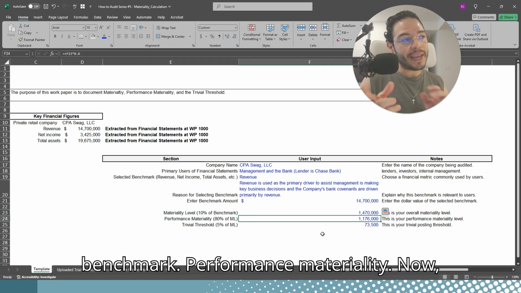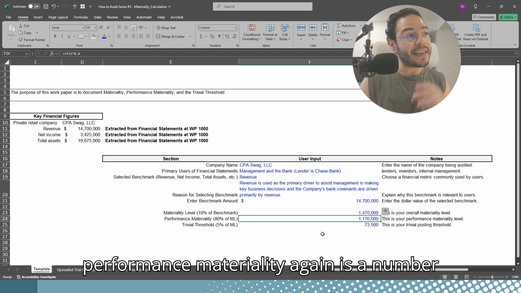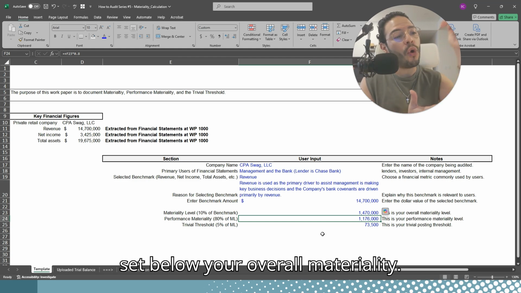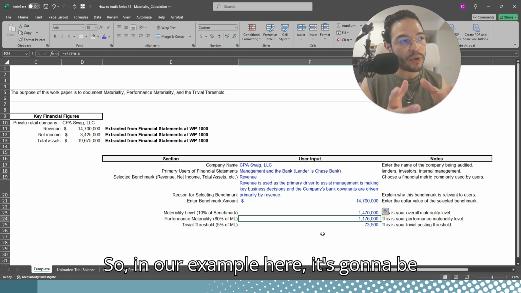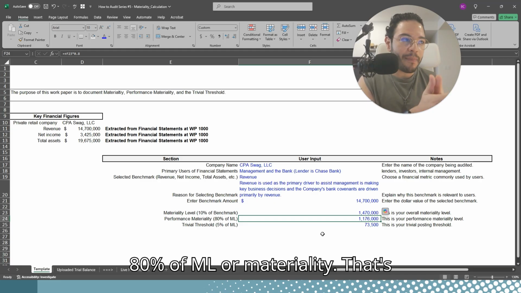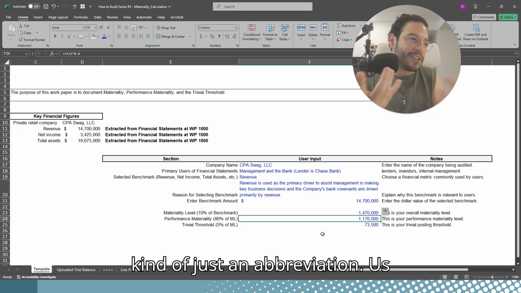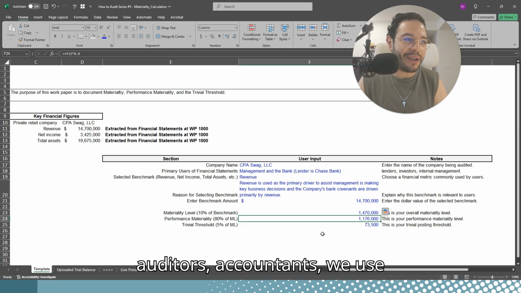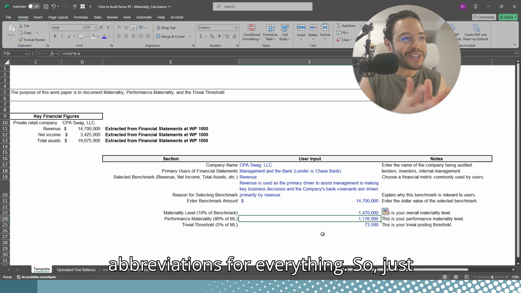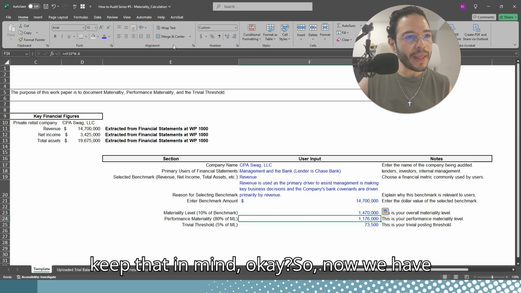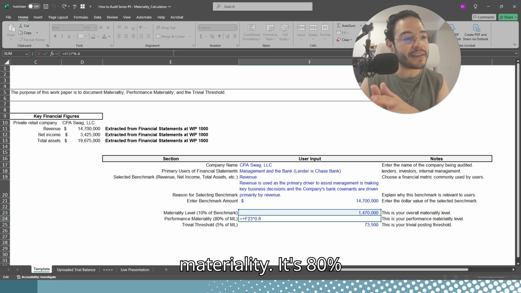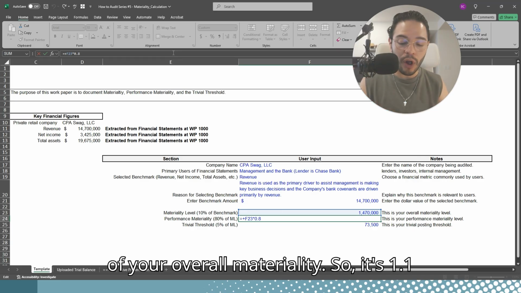Performance materiality, again, is a number set below your overall materiality. So in our example here, it's going to be 80% of ML, or materiality. That's kind of just an abbreviation. Us auditors, accountants, we use abbreviations for everything. So just keep that in mind, okay? So now we have performance materiality is 80% of your overall materiality.